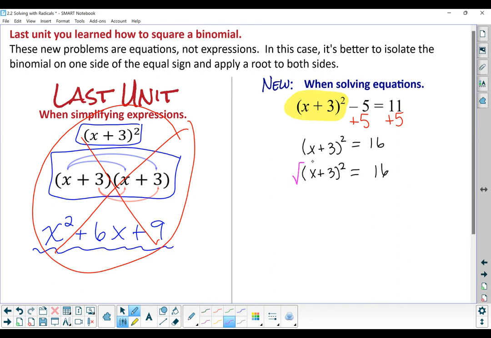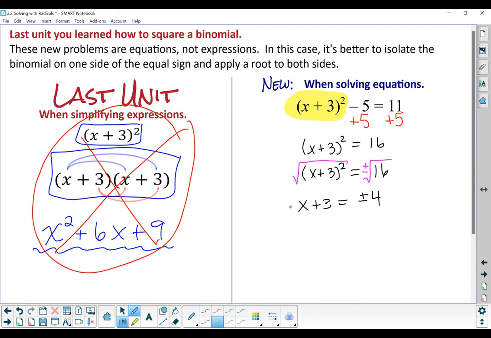When I apply a square root to both sides of the equation, I need to remember that there are actually two answers, a positive and a negative answer, so I use that plus or minus symbol to help me keep track of those two answers. On the left-hand side, we have something that's squared and rooted. Squaring and rooting undo each other, so this leaves me with x plus 3. On the right side, I have positive and negative root 16, and we know that the root of 16 is 4. So I have this equation, x plus 3 is equal to positive and negative 4.